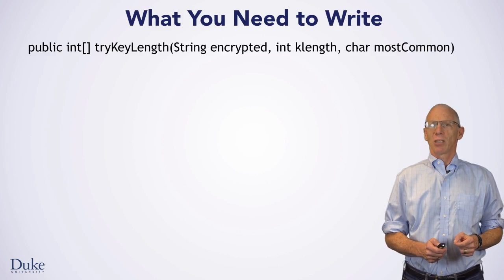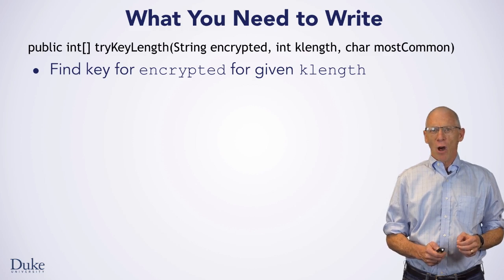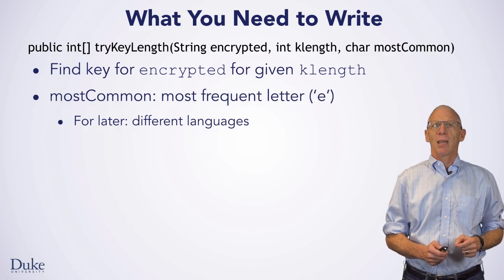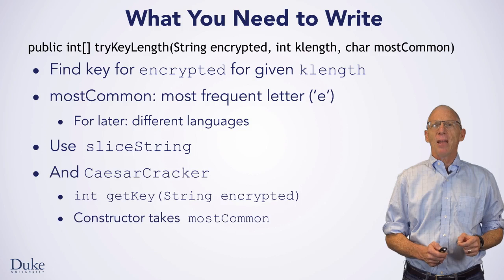Once you've written slice string, you'll want to write the method try key length. This method finds the Vigenère key for an encrypted message, assuming that the key length is k length, the parameter. It also takes a parameter for the most common character in the language. This parameter is for later. For right now, you'll just pass it e. When you write this method, you'll want to make use of slice string that we just discussed. And you'll want to use the Caesar cracker class.